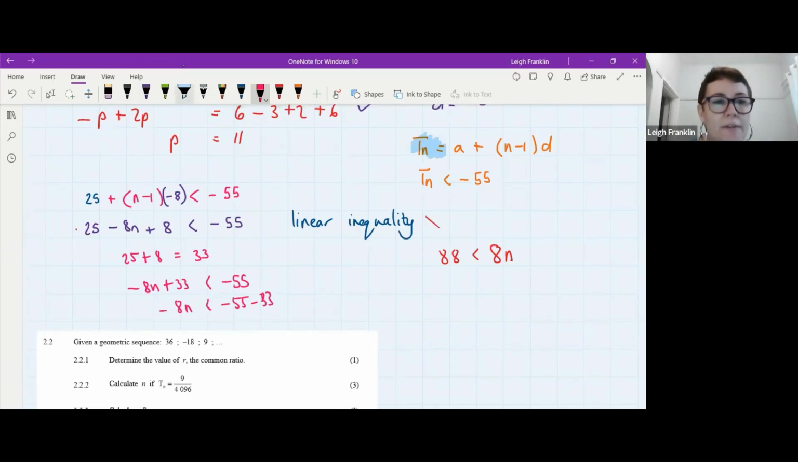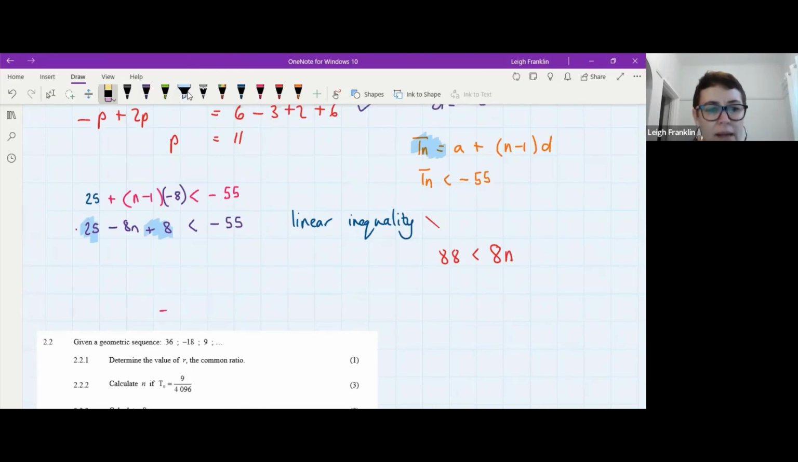All you've done that I didn't do is you combined like terms together first. And there's nothing wrong with that. Absolutely. We're going to end up with the same answer. So yes, you are more than welcome to do that. All right. Good job. So we would have ended up with our negative 8n on this side, and on this side, we would have ended up with our negative 88.